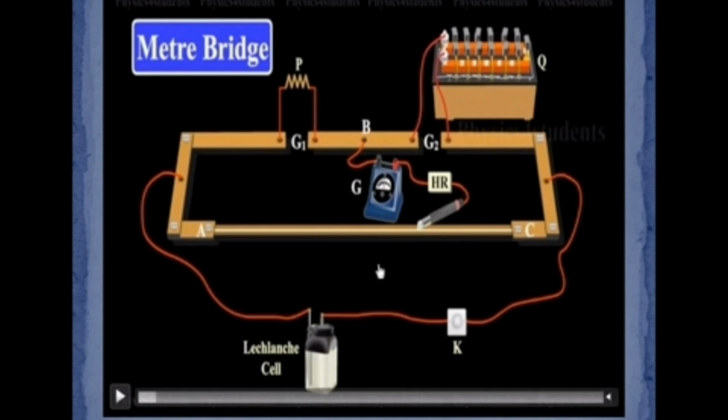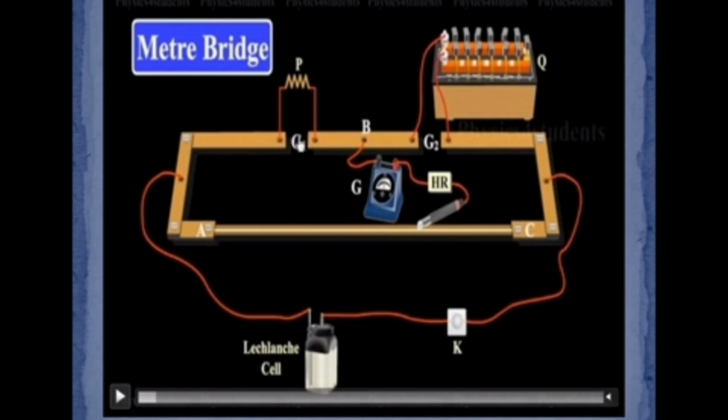A and C is connected with the constantan or manganin wire, and this point A is connected to the Leclanché cell, then the cell to the key, and the key to the point C.